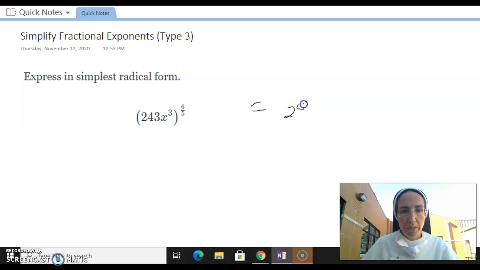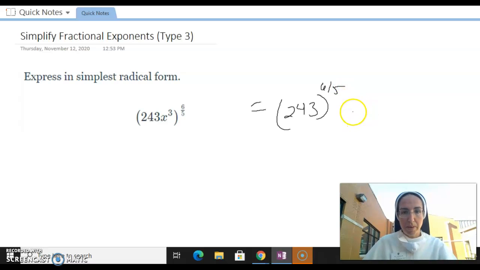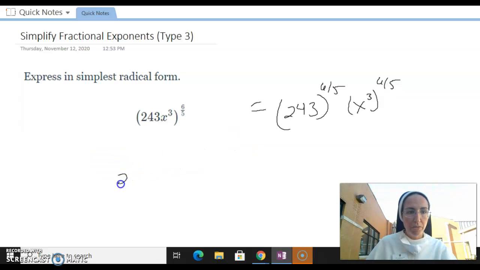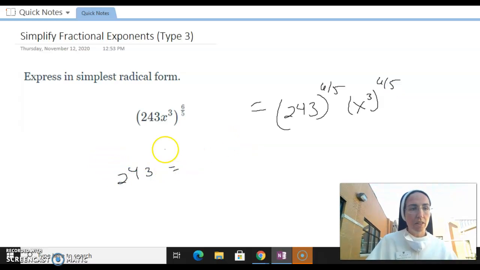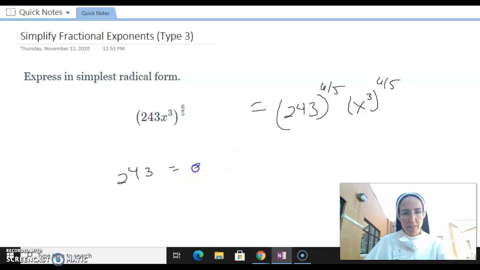So what we know to do is we'll distribute to each power. Okay, we want to write 243 in the lowest exponent. So 243, that's 3 times 81, which is 3 times 9 times 9. So it's 3 times 3 squared times 3 squared. So that's 3 to the 5th. Oh, that's convenient because I want to raise it to the power of 6/5. So here's 3 to the 5th raised to the 6/5.